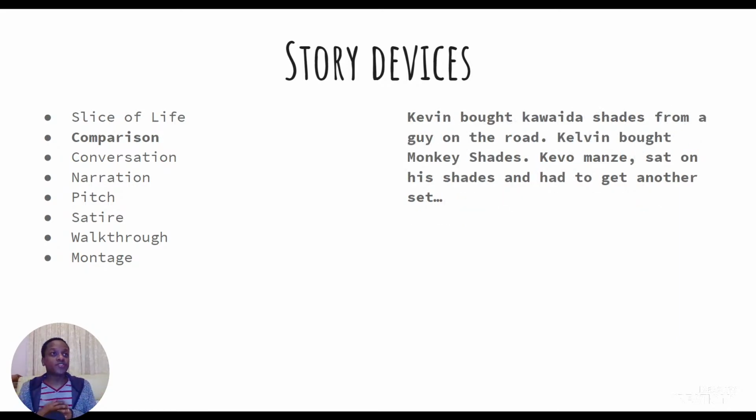Then we have comparisons. This can be product comparisons. Kevin bought Kawaida shades from this guy on the road. Kelvin has monkey shades. We can split the screen in two and show the two guys on either side. Kevo Manze sat on his shades and had to get another set in the first month. You show the guy sitting on his shades. Both broke. Idiot. Kelvo Manze, his shades are still intact.